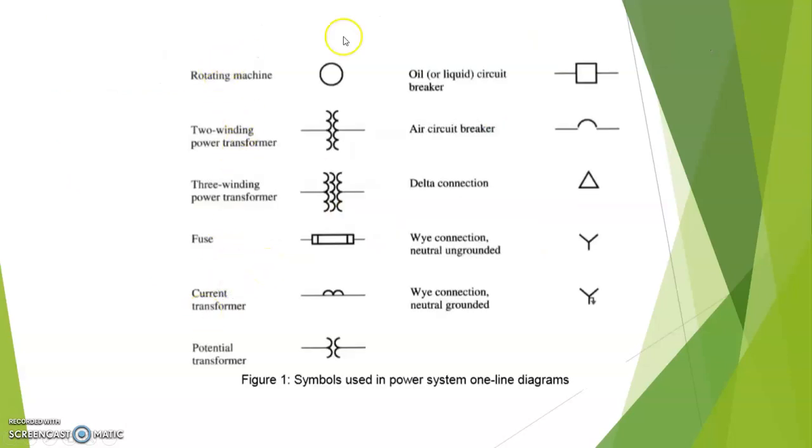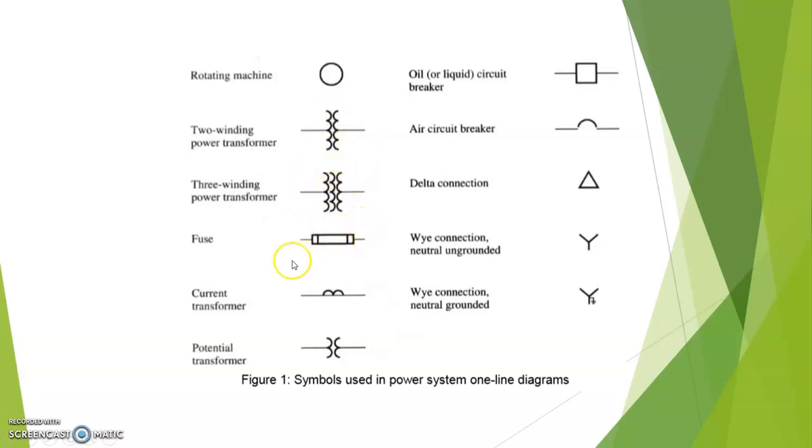Okay, so these are the symbols used in the one-line diagram of a power system. Usually, when you have a circle like this, it represents a rotating machine, maybe your generator. For example, if you have a synchronous machine for your generator, you can represent it by a round shape. Here is the power transformer. Here you have a 2-winding transformer, and here you have a 3-winding transformer.